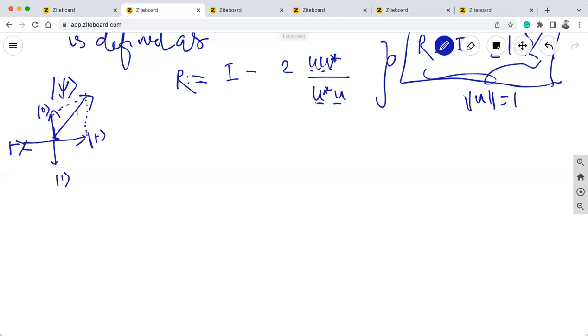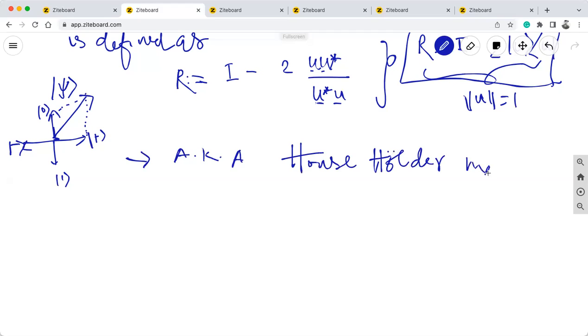Now there are some names. This R is also known as the Householder transformation or the Householder matrix. Householder transformation matrix, or Householder matrix.